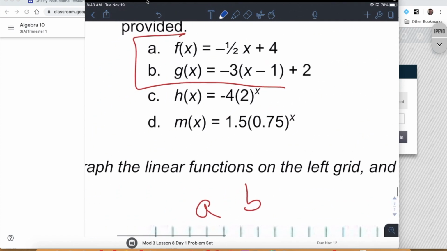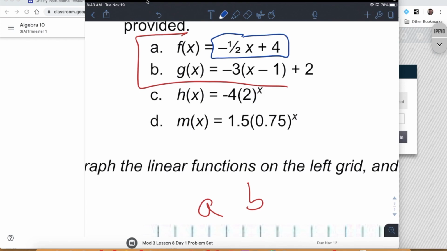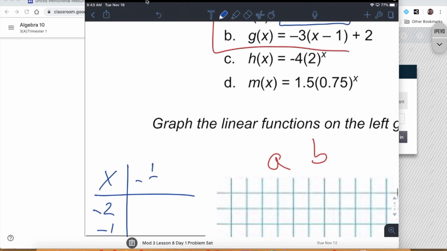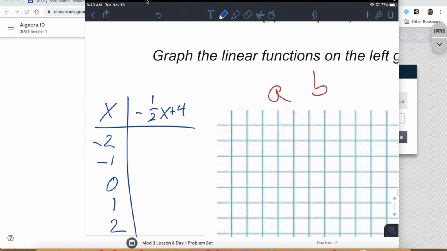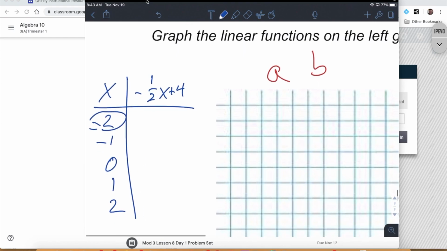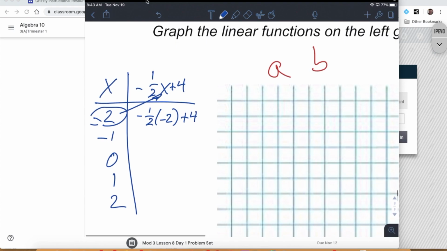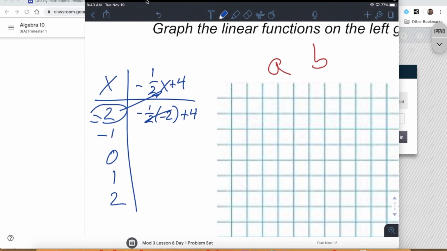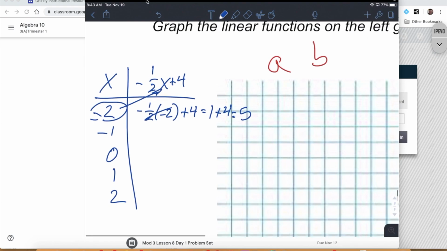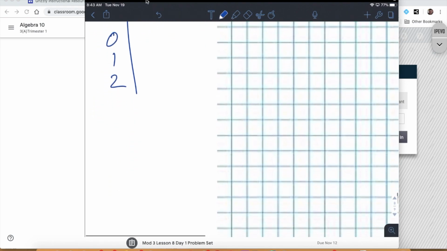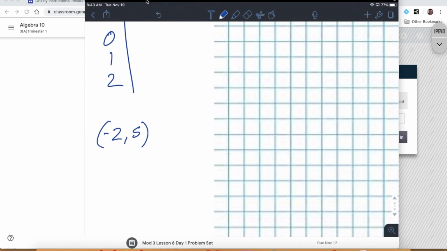The y value is negative 1/2 x plus 4. That means we can take our first number and put it into the formula. Negative 1/2 times negative 2 plus 4. Negative 1/2 times negative 2 becomes 1. 1 plus 4 makes 5. In other words, the table is telling us that negative 2, 5 needs to be plotted. Plot that point.